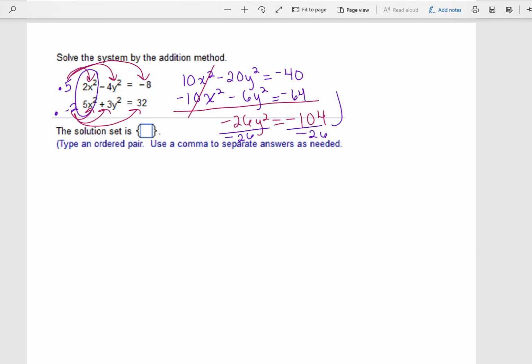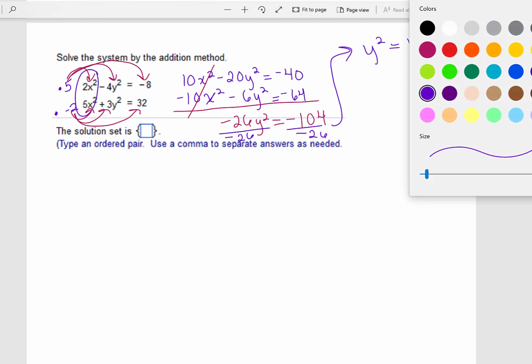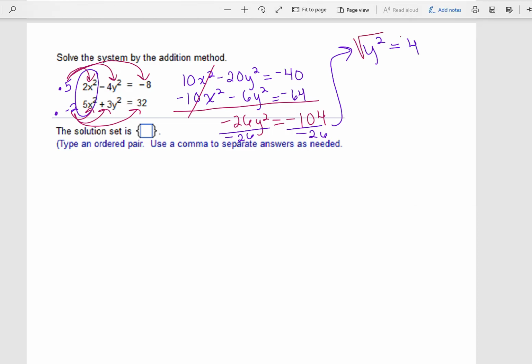I'm going to move over here to the right. Square root of both sides to get that y isolated. And remember, the square root of positive 4 would be positive or negative 2. Okay, so now I get y first. That doesn't change anything. I'm still going to go back into the equation, one of the equations. I'm going to just choose the first one. I'm going to choose the first original equation. I'm going to plug in positive 2.